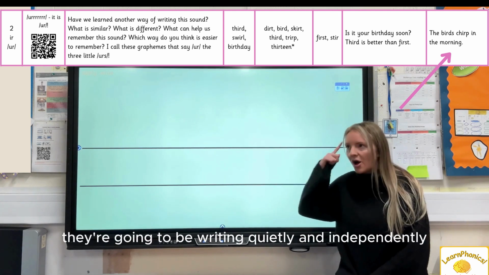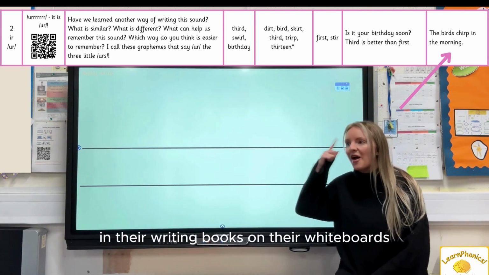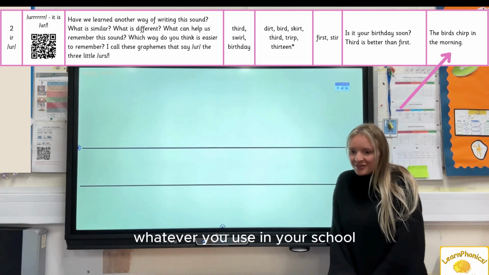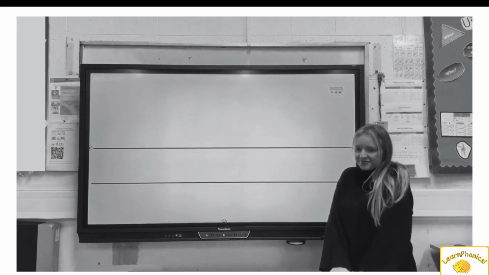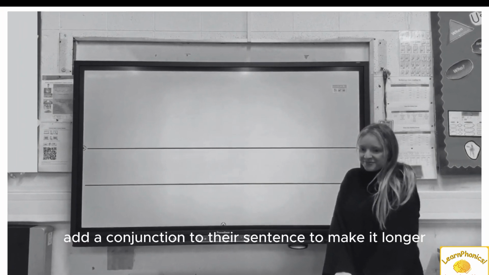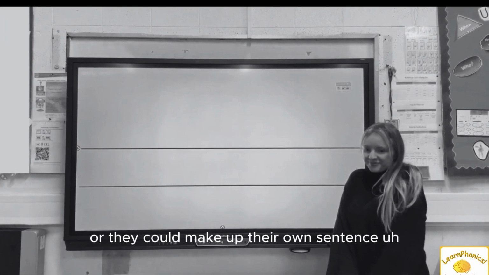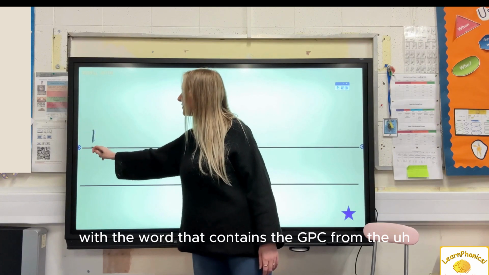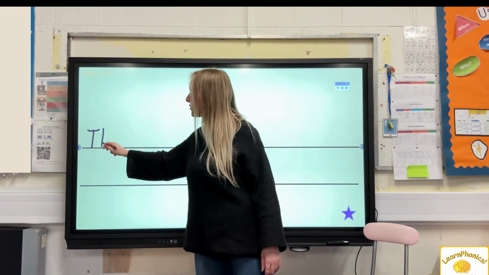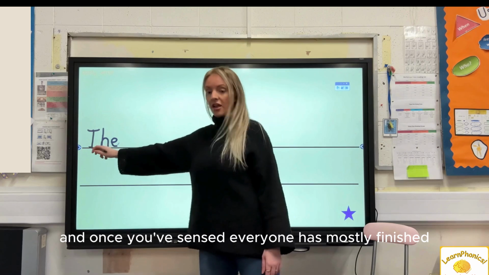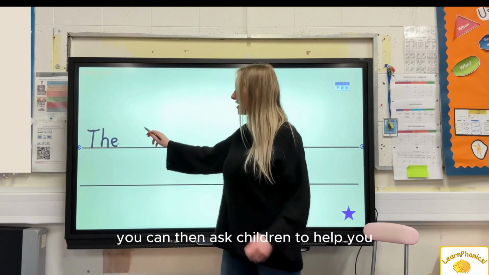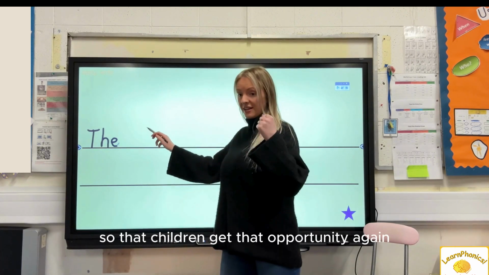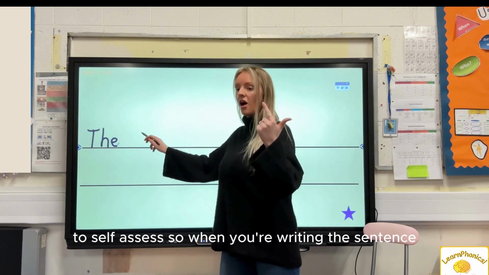So they're going to be writing quietly and independently in their writing books or on their whiteboards, whatever you use in your school. Children who finish quickly could add a conjunction to their sentence to make it longer, or they could make up their own sentence with a word that contains the GPC that they've been learning today. And once you've sensed that everyone has mostly finished, you can then ask children to help you write the sentence on the board so that children get that opportunity again to self-assess.